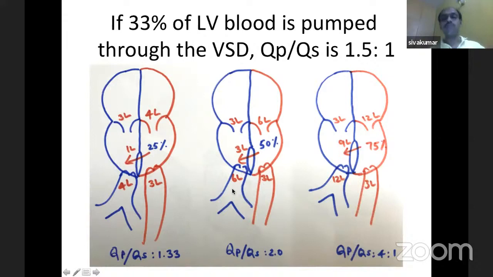So QP is 6 liters, QS is 3 liters. So QP by QS is 2:1. If you carefully look at the amount of blood from the left ventricle that has crossed over, 50% of blood has crossed over. So if the left ventricle is shunting 50% of its blood, it is a QP by QS of 2:1. If the left ventricle is shunting only 25%, that is a QP by QS of 1.33:1. And if it shunts 75% of the blood, QP by QS is 4:1.